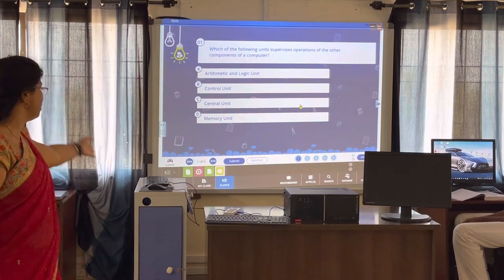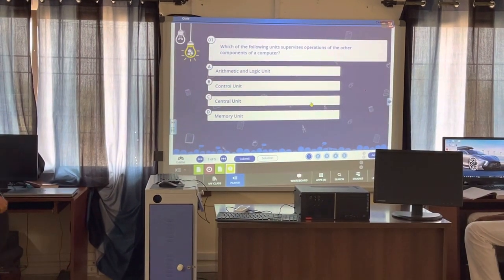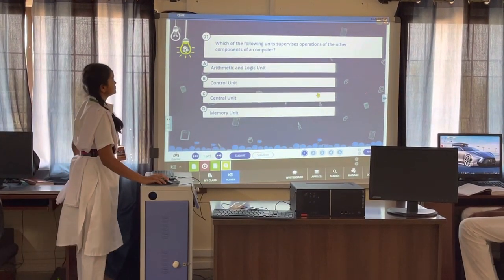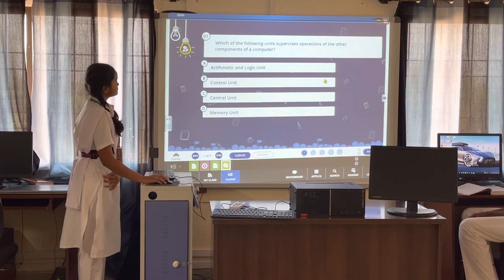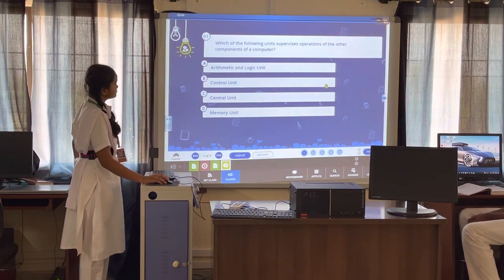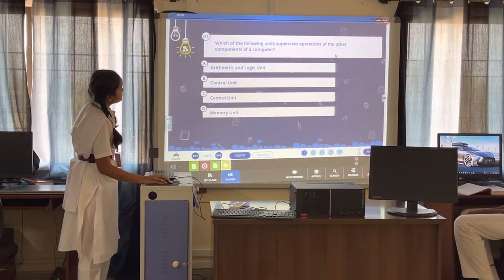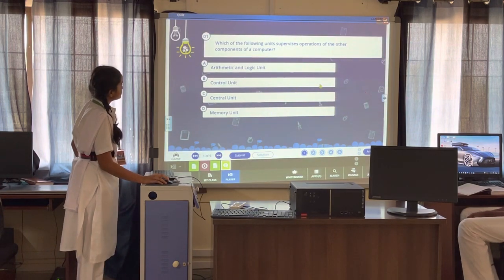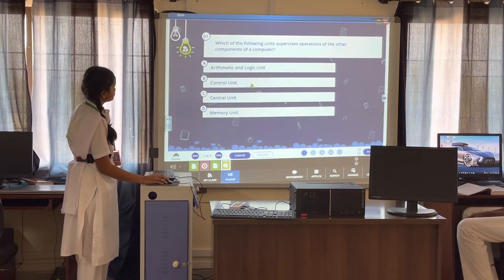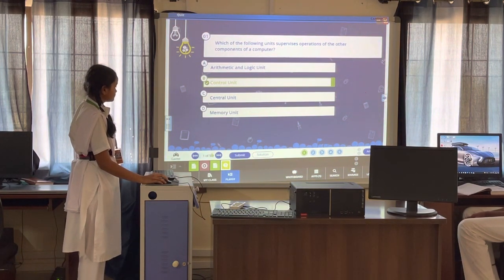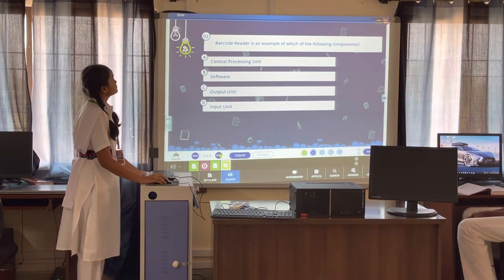Sneha, please. Which of the following units supervises operations of other components of the computer? Is it arithmetic logic unit, control unit, central unit, or memory unit? Control unit. Submit. Yes, correct. Go for the next one.